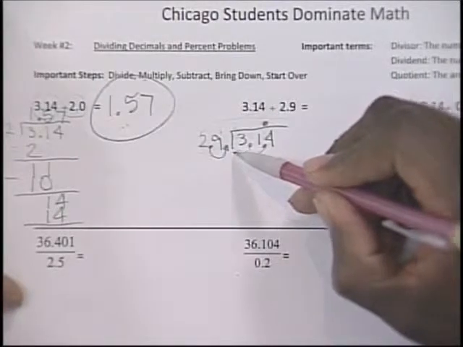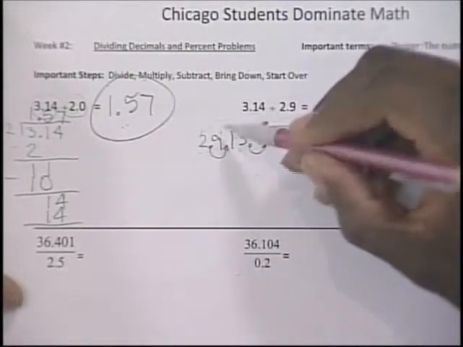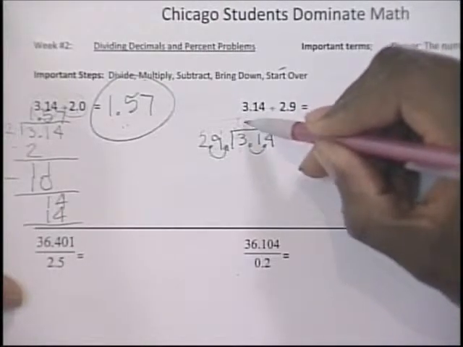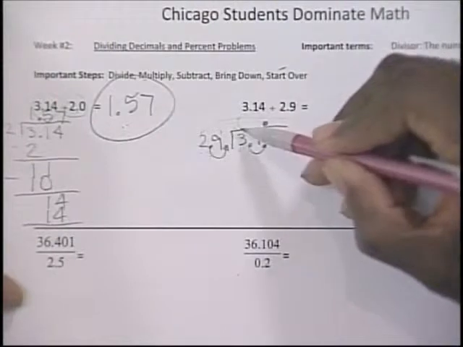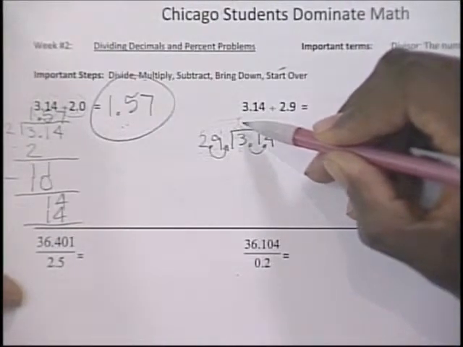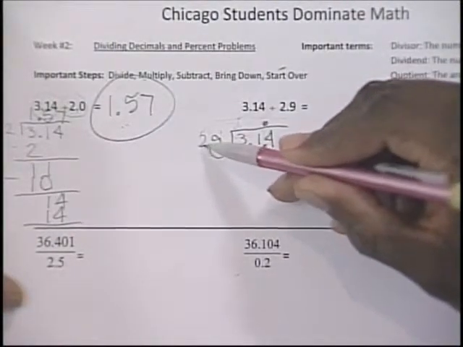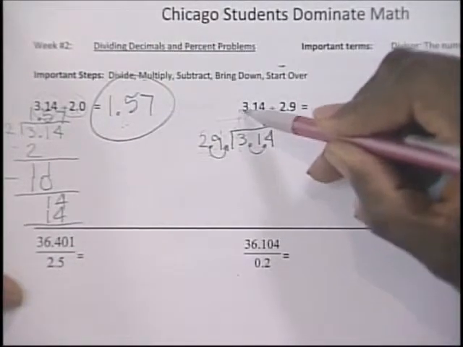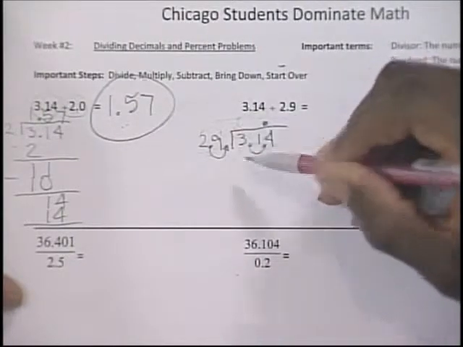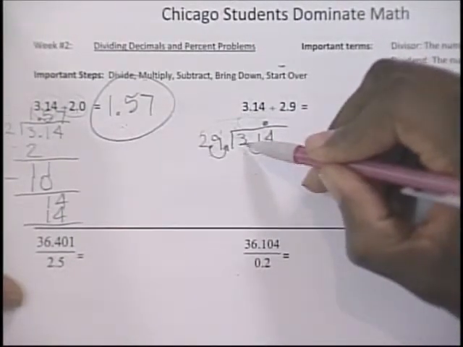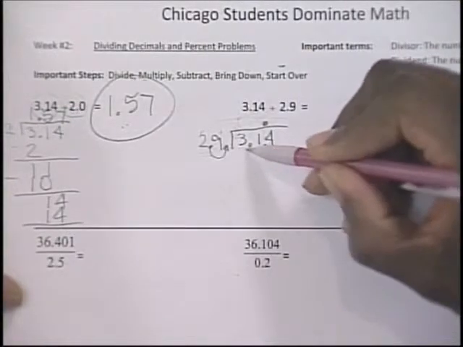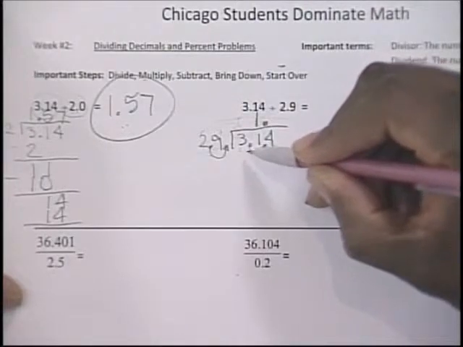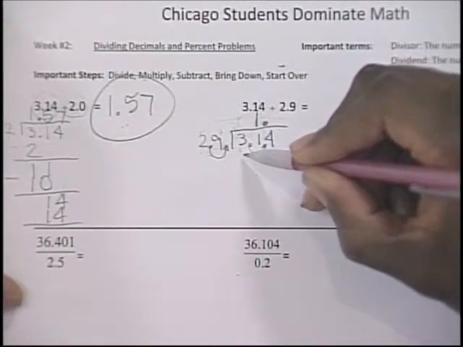I want you to be able to see that 29 cannot go into 3. So you're going to put a 0 there, or you don't have to put anything there at all. It's very important that you don't just put a number anywhere. I'm strategically putting the number based on what 29 can go into. 29 can't go into the number 3, so I'm not going to put anything over the 3. However, 29 can go into 31. So I'm going to put a 1 over the 1 in the 31, not over the 3.